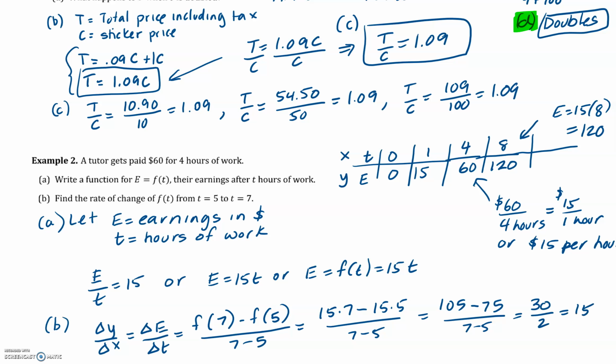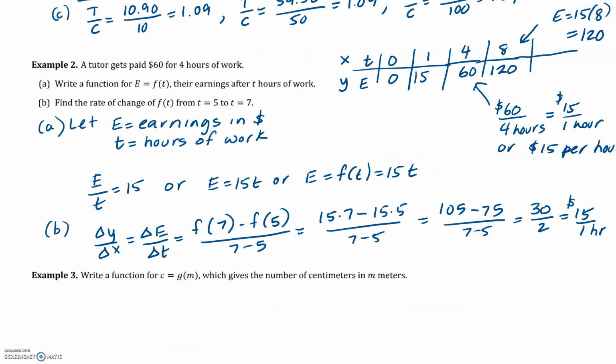Still 15. So you maybe thought it was 60, right? But we're looking at the rate of change. This is now 15 to 1. So this is dollars per hour. It is a rate of change. So every 2 hours, by the way, we are making 30, but you divide that by 2, it goes back to 15. Example 3.